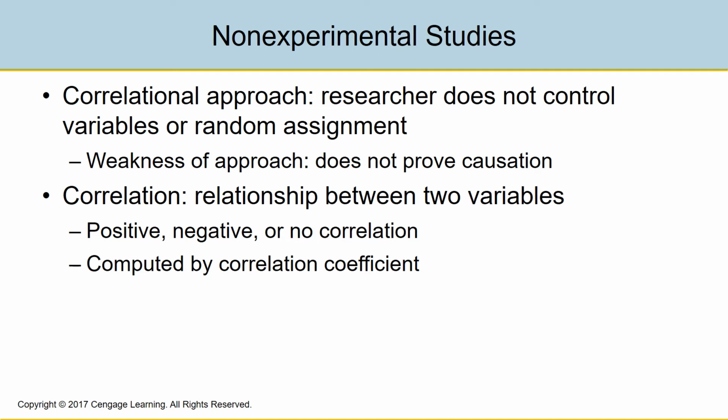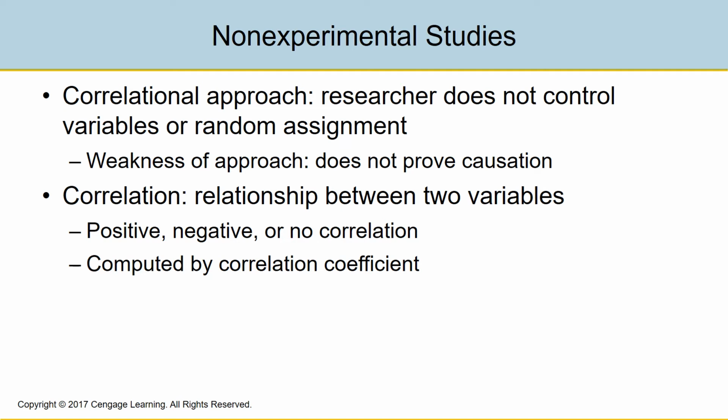But we can do non-experimental studies where we're not manipulating an independent variable, we're just measuring two variables and correlating them with each other. In this case, you do correlational studies when you can't control variables, or you can't do random assignment. And the weakness of a correlational study is correlation does not equal causation. Okay? So correlation can tell you if there's a relationship between two variables, but it can't tell you whether one variable is causing the effect on the other variable.